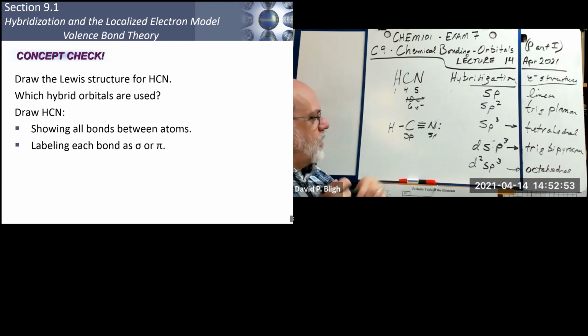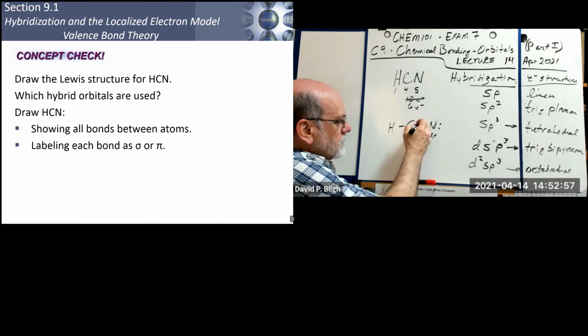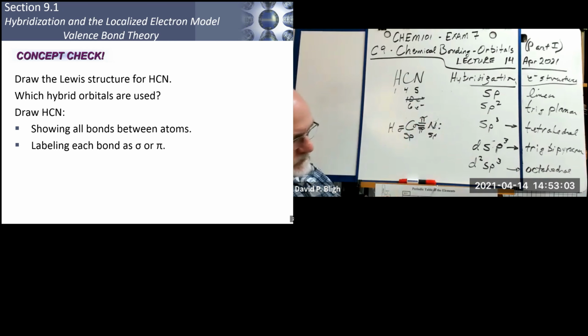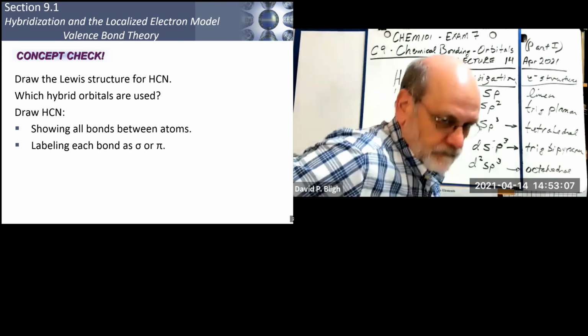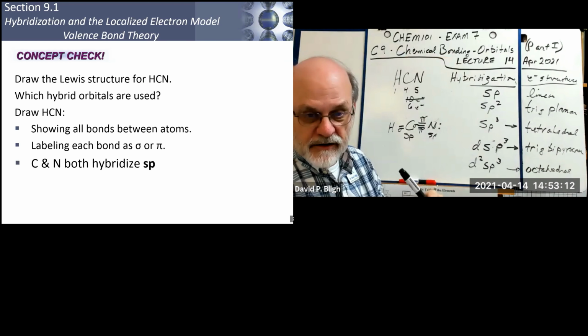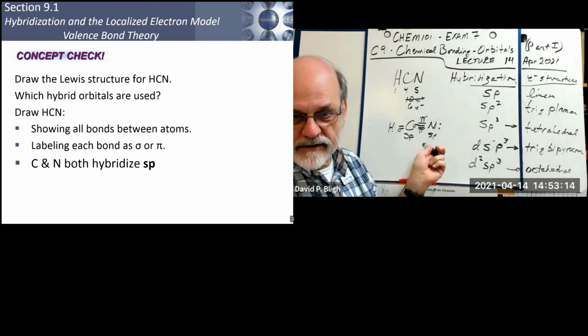So which ones are sigma and which ones are pi? Well, we got sigma in the middle, and we got pi up here, and we got pi down here, and this one is a sigma, right? Anything that's on axis is a sigma. So both of them are sp hybridized, like that.